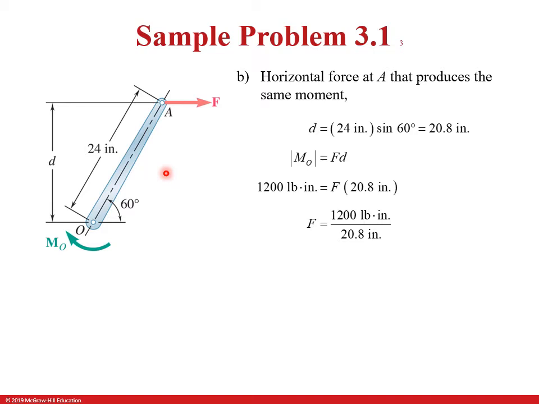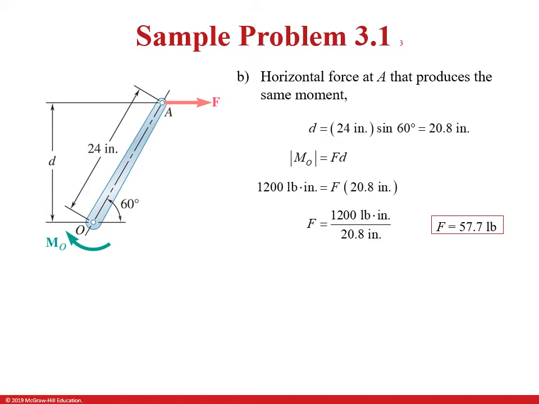So the opposite side, right, over the hypotenuse. So sine 60 is opposite over hypotenuse. You should be able to rearrange it to get this. You see that the distance is 20.8 inches. We want to know the force, right? We know the moment. We know we want a 1,200 pound inch moment. We solve for the distance geometrically, and now we just rearrange those to solve for force. And we see that the force we need is 57.7 pounds acting horizontally.